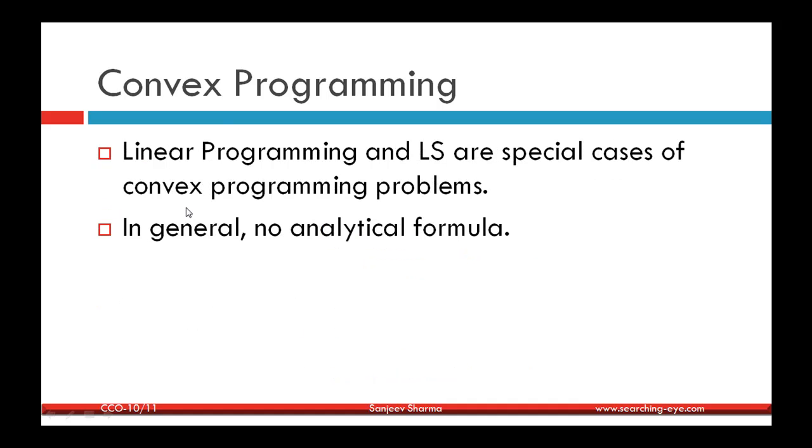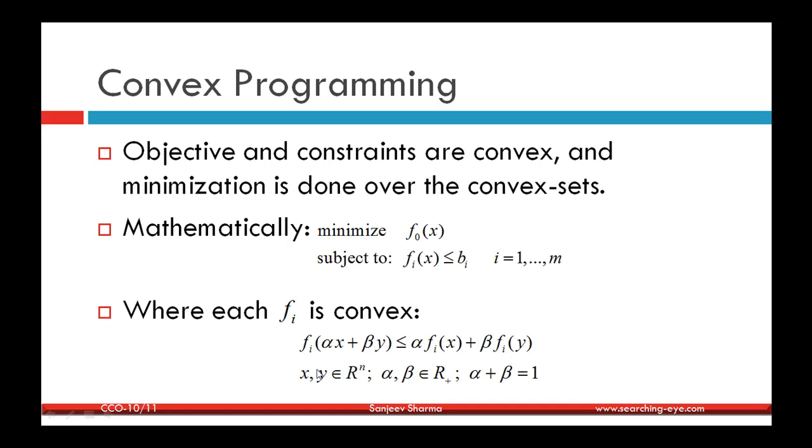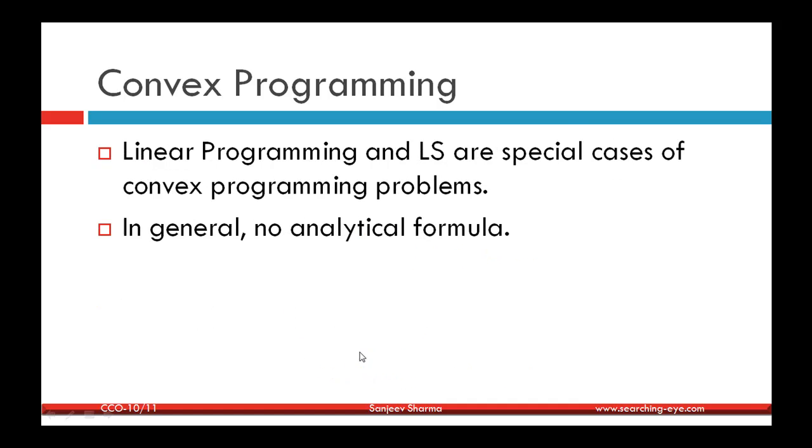Linear programming and least squares are special cases of convex programming problems. As we can see, for a linear program, the equality should hold, whereas for a convex programming problem, a weak inequality holds. And in general, there is no analytical solution to the convex programming problem.